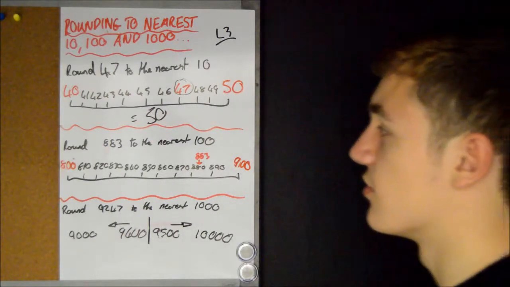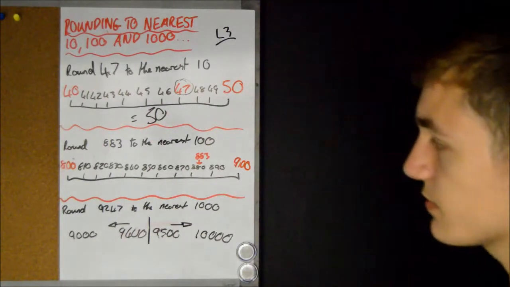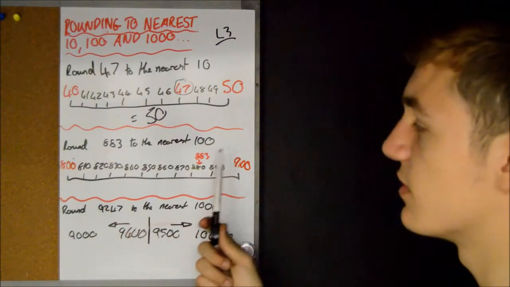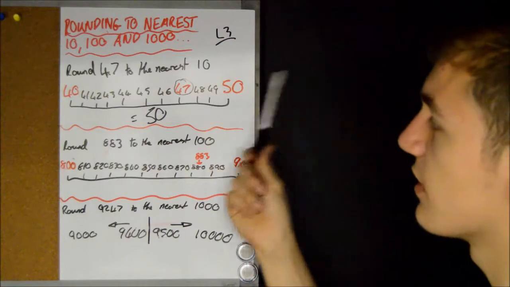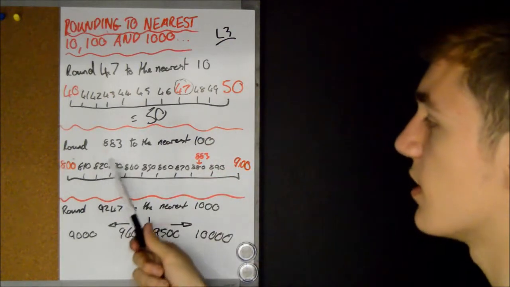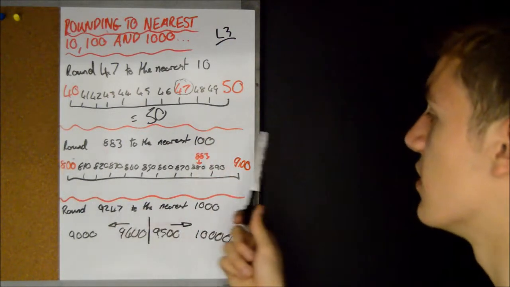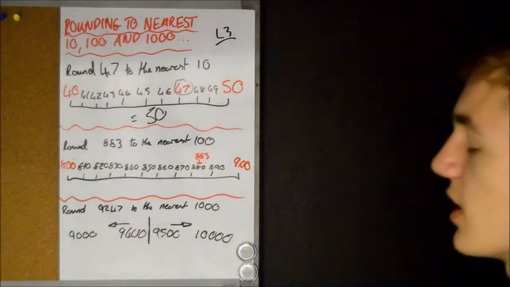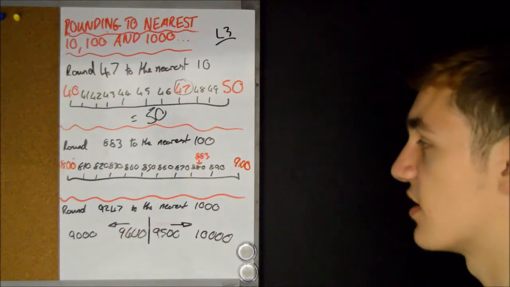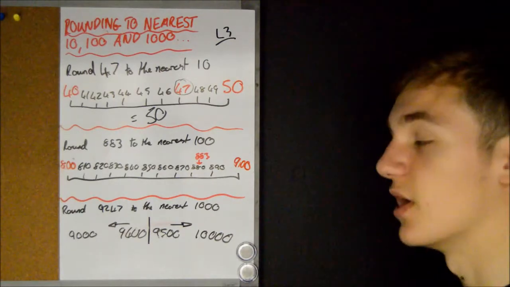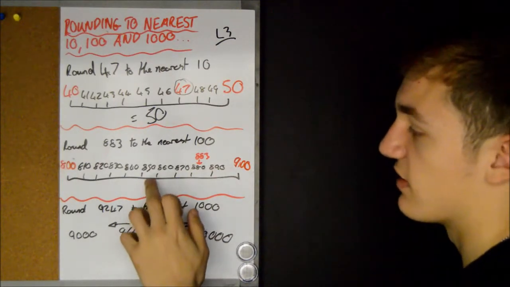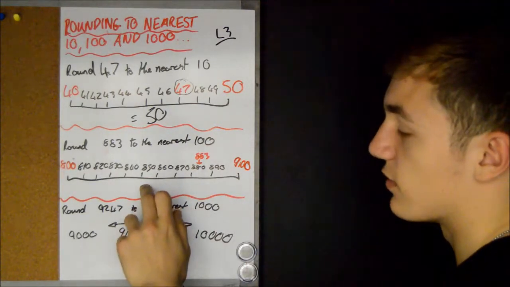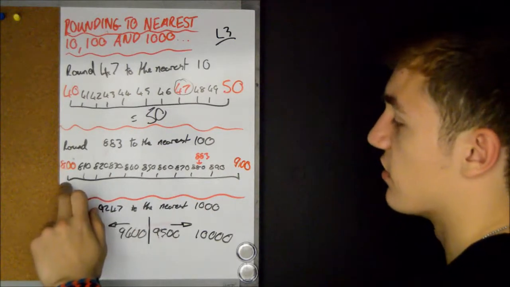Rounding to the nearest hundredth is fairly simple as well. If we were to round 883 to the nearest hundredth, we'd do exactly the same thing as rounding to the nearest tenth. We'd draw a number line from the lowest, so 800 to 900. We'd draw it in tens this time, so 810, 20, 30, 40, etc. Now the same idea applies. If it's above 850, it would go up to 900, and if it was 840, down to 800.